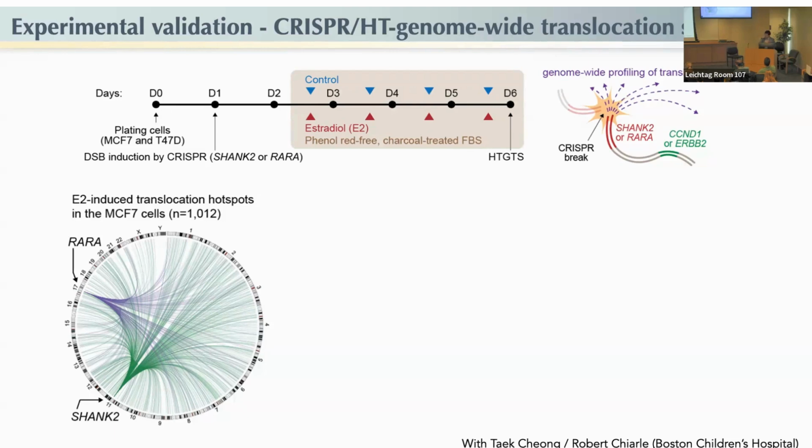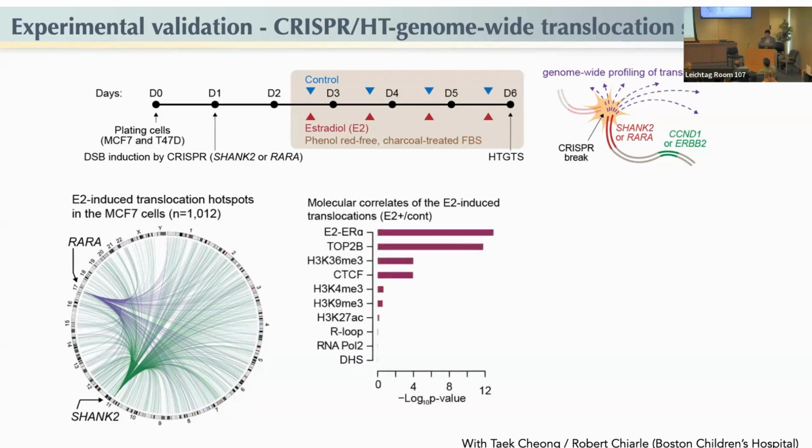And it turns out that when you generate those CRISPR breaks, indeed, they tend to fuse with specific locations in the genome, especially with the partners that we see in real tumor data. And when we do the same kind of analysis, again, yes, the sites with CRISPR breaks tend to fuse with sites that are bound by ER alpha, and so on, okay?